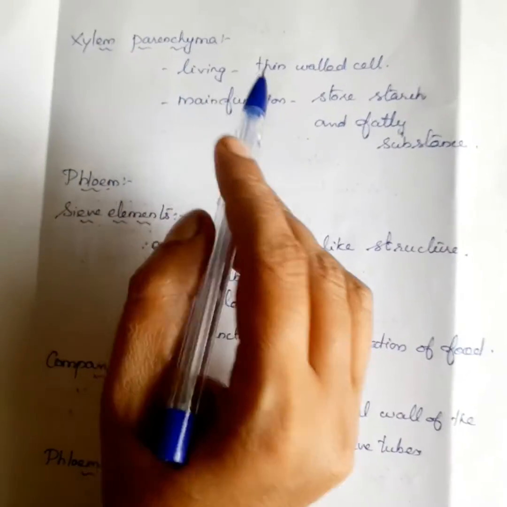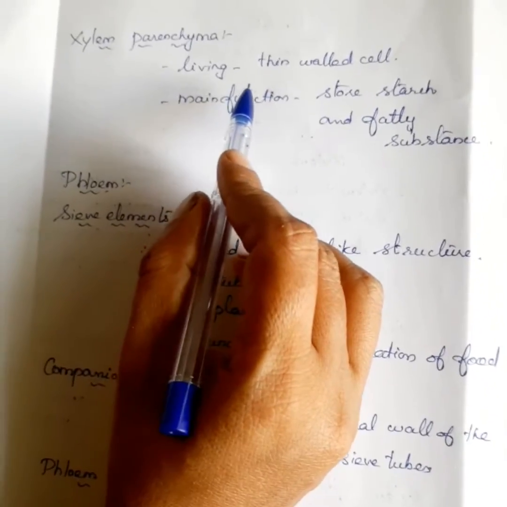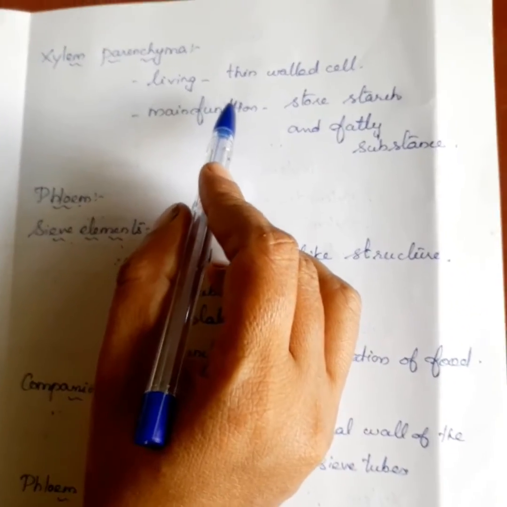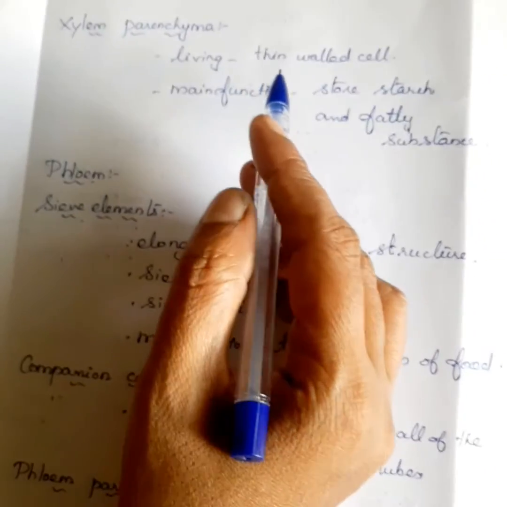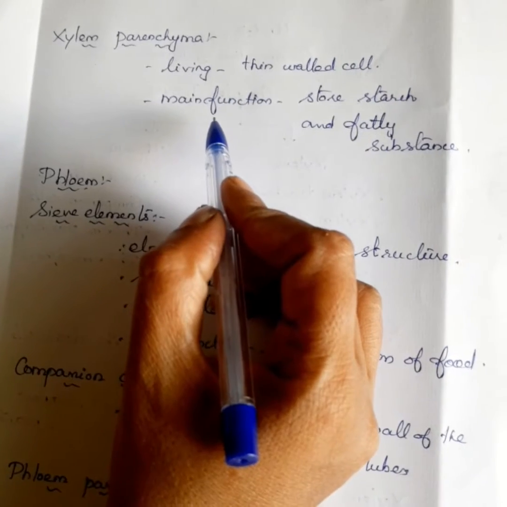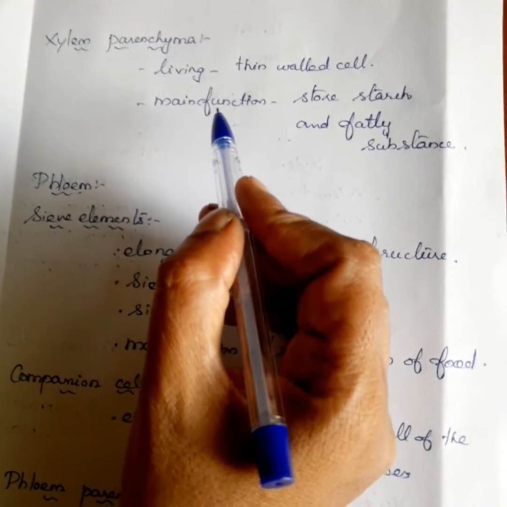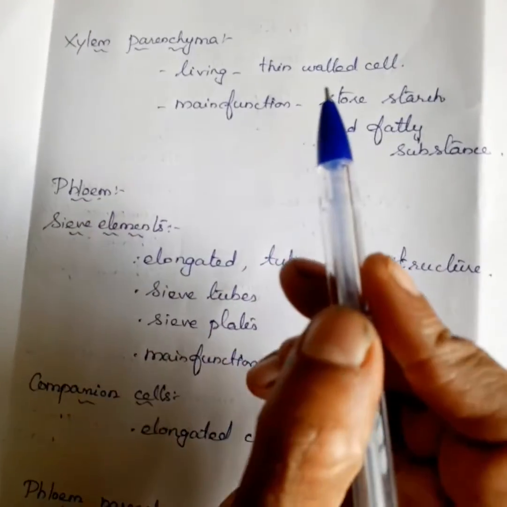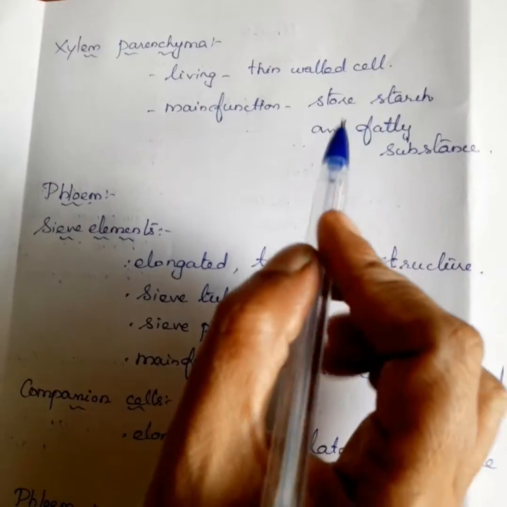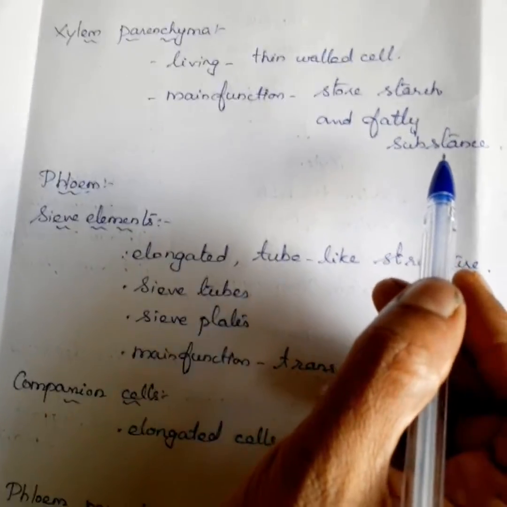Xylem parenchyma. Xylem parenchyma is a living tissue and it has thin-walled cells. It stores food in the plants. It is a living tissue and it stores starch and fat. It is found in the soft part of the plant and fruits. What is the main function? It stores starch and fatty substances.